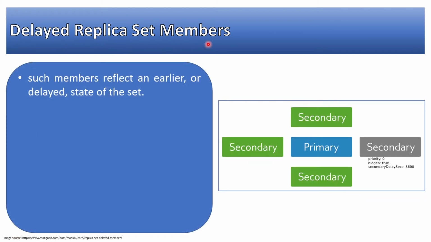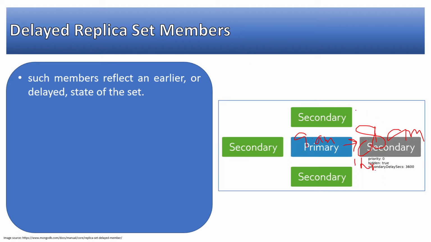Now another one is delayed replica set members. Delayed means it will have a copy of the replica set primary's data, but it will be delayed. For example, in case the primary has data till 9 a.m., then this secondary, which is delayed, will have data till 8 a.m., right? So this secondary is delayed by 1 hour, correct? So this is how delayed replica set members will work.